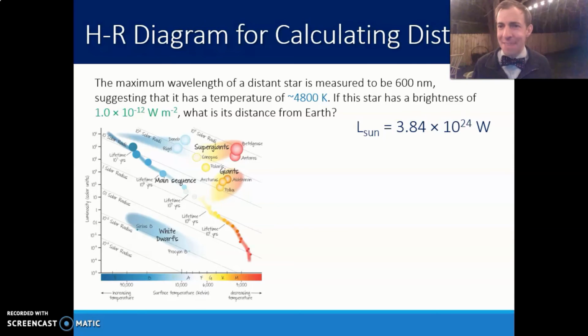If you remember back to last lesson, one of the things that we were given was a parallax angle to find the distance that the star is from Earth. And that worked great.